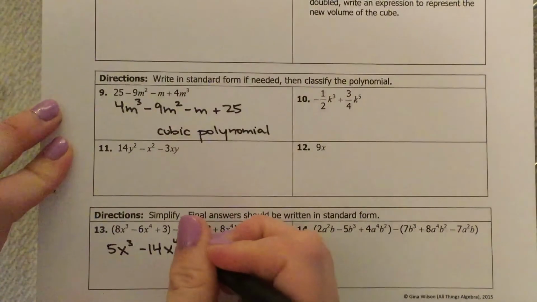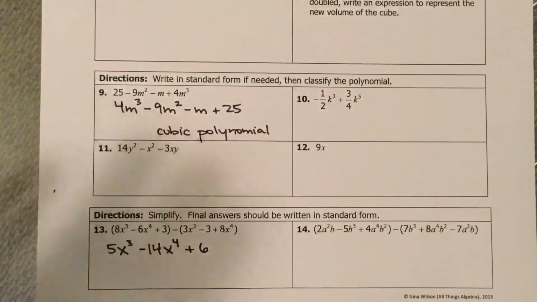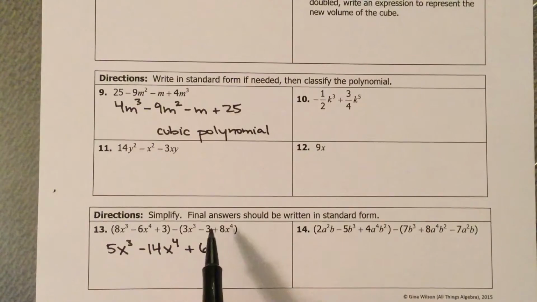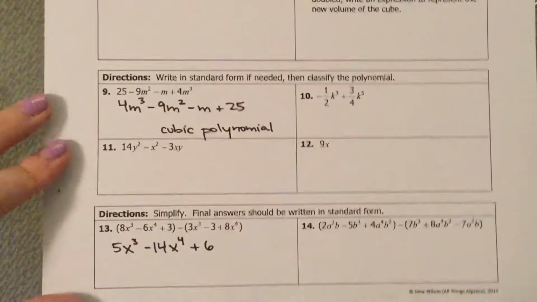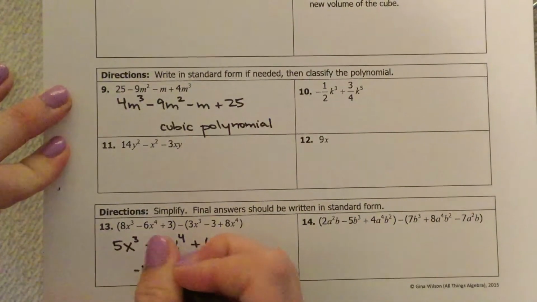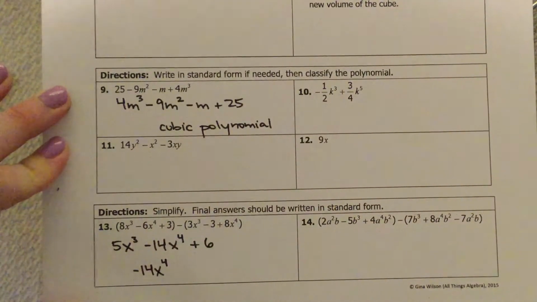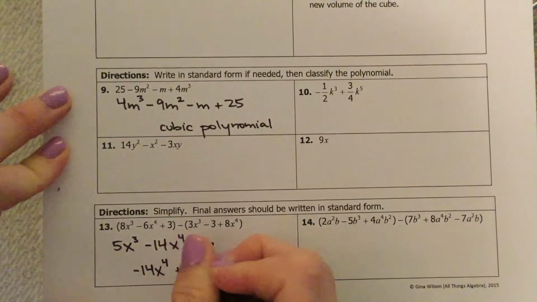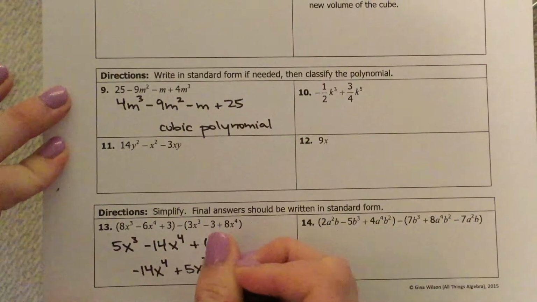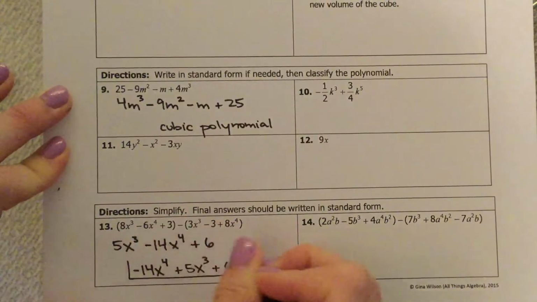So that turns into addition. Turns it into a 6. The directions state that the final answer should be in standard form, so that means it needs to end up back in the right order. So we have negative 14x to the 4th going first because that has the highest exponent, followed by the 5x cubed, and then the positive 6.